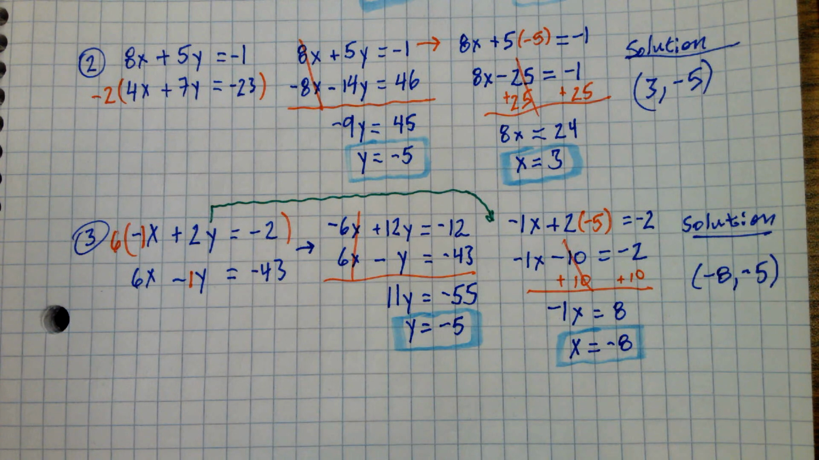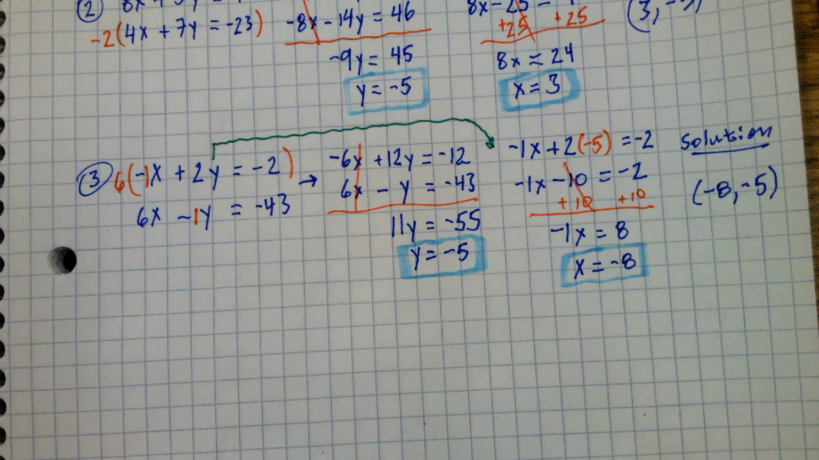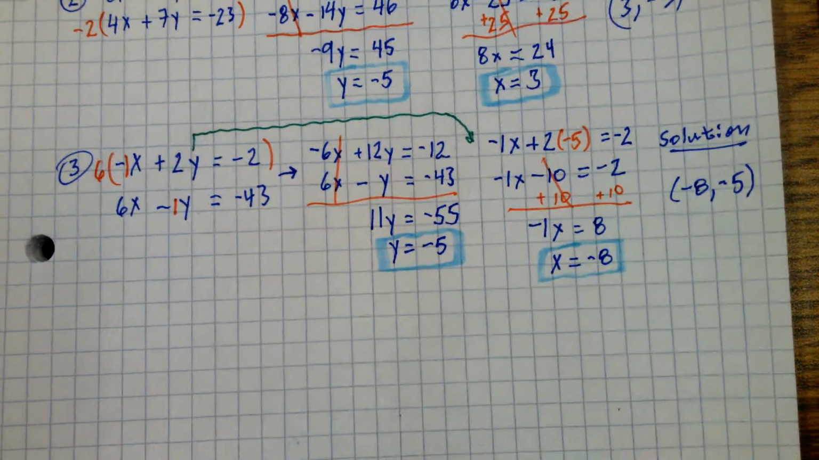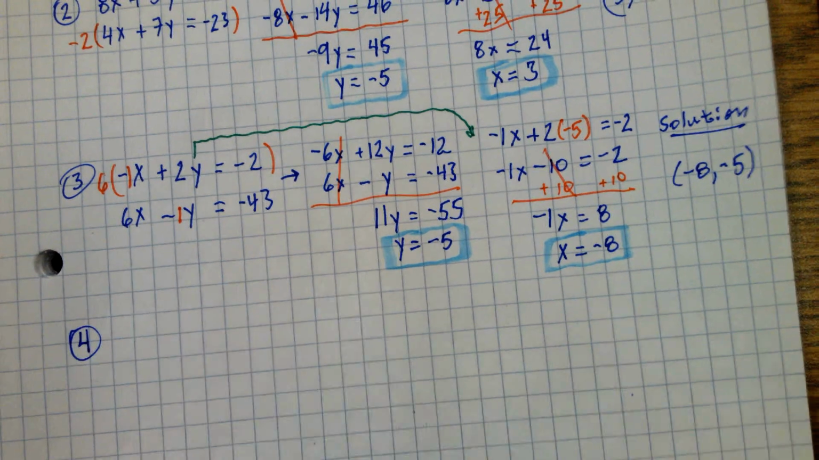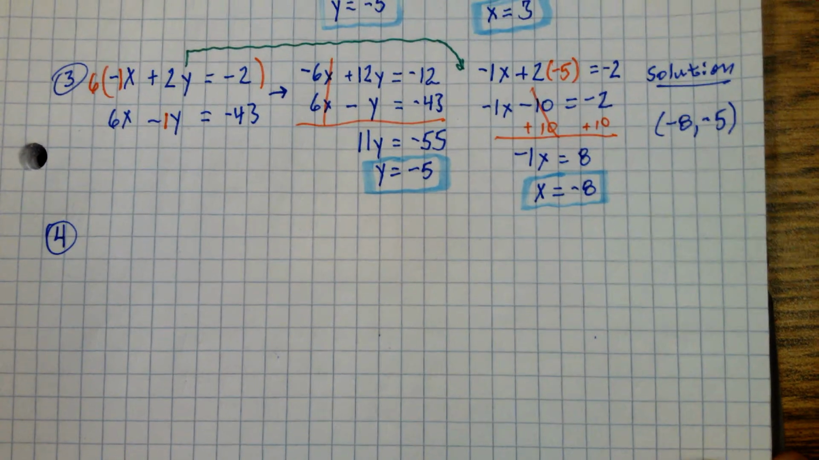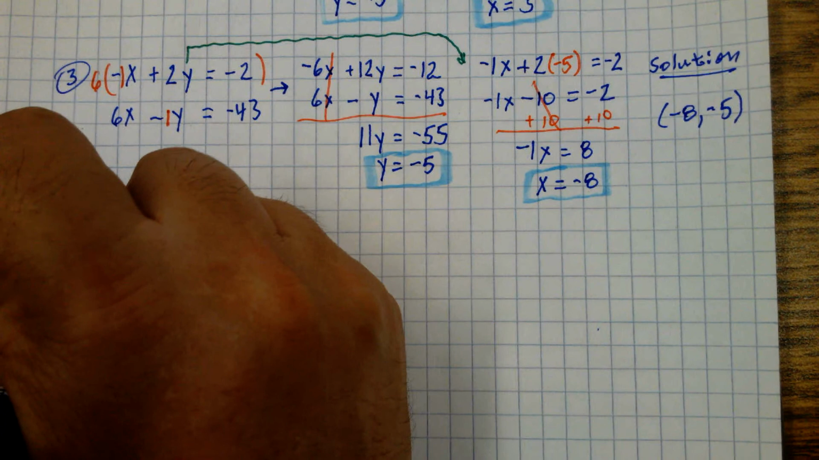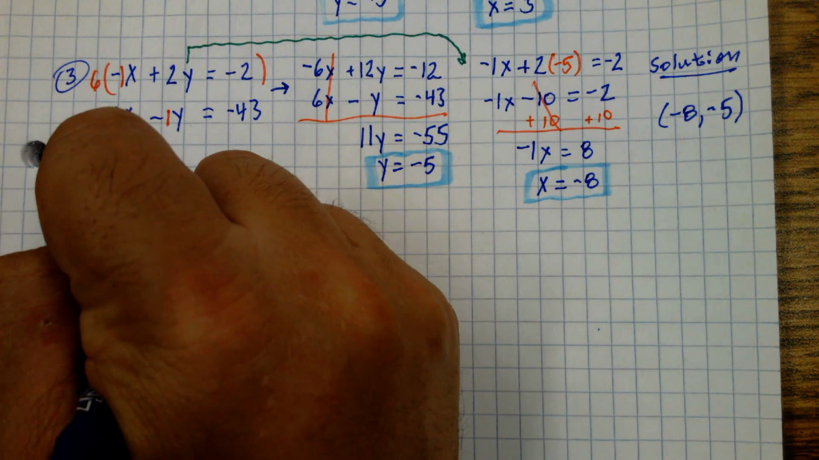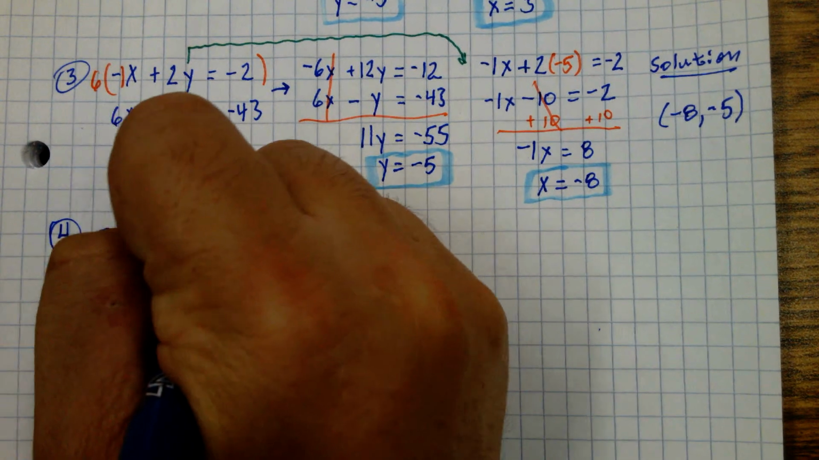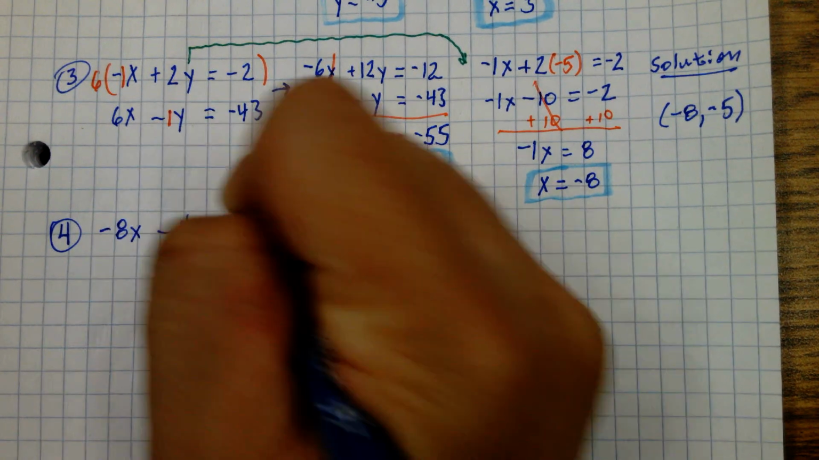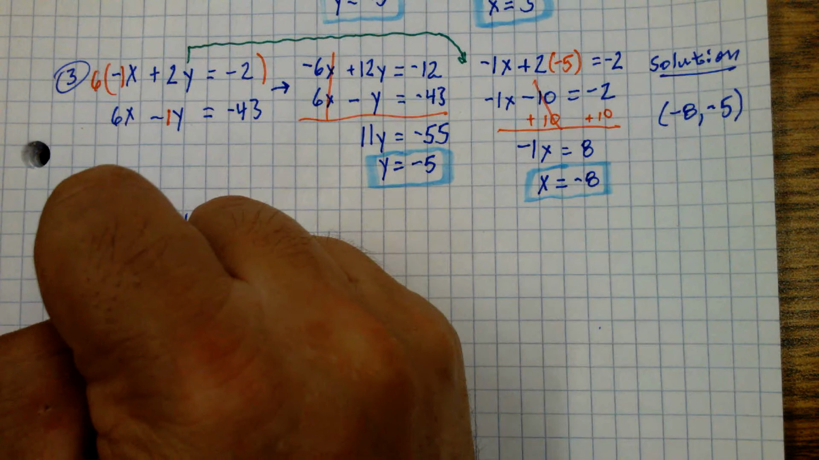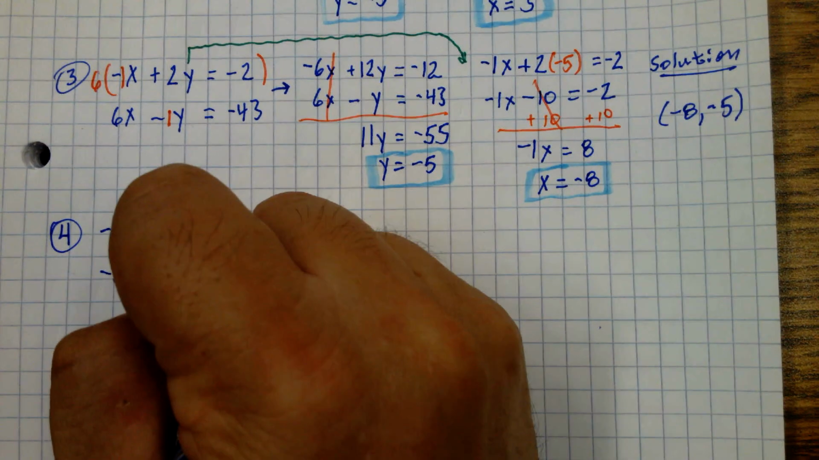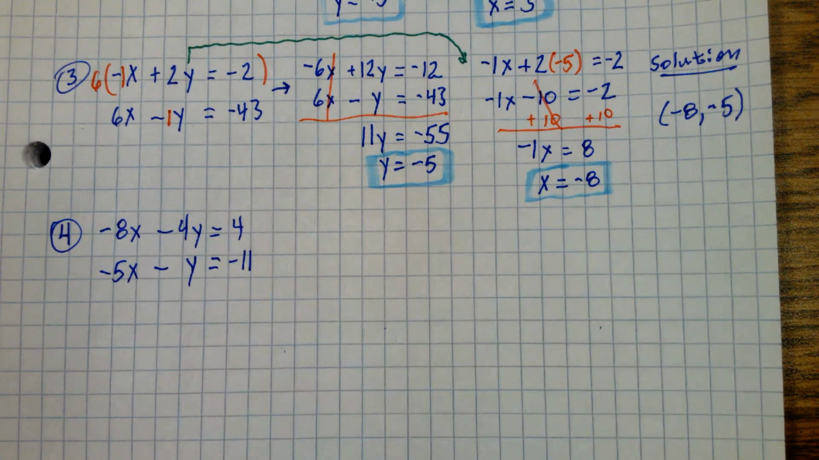Okay. Last one. Number 4. Okay. So number 4 is going to be negative 8x minus 4y equals 4. And we got negative 5x minus y equals negative 11.